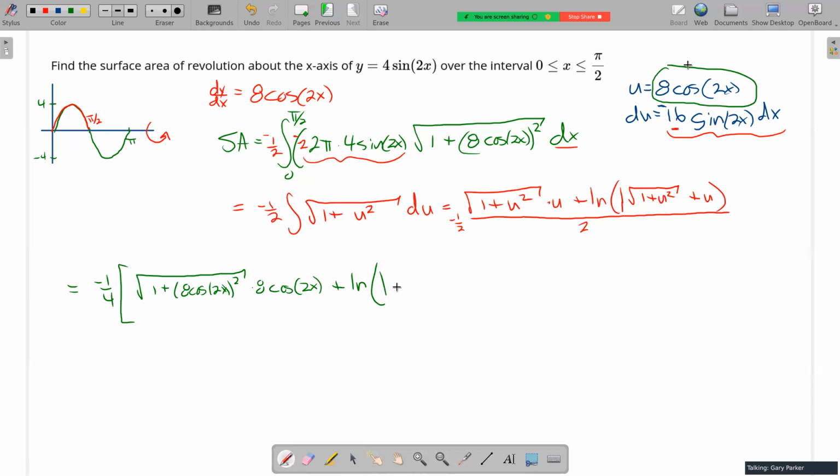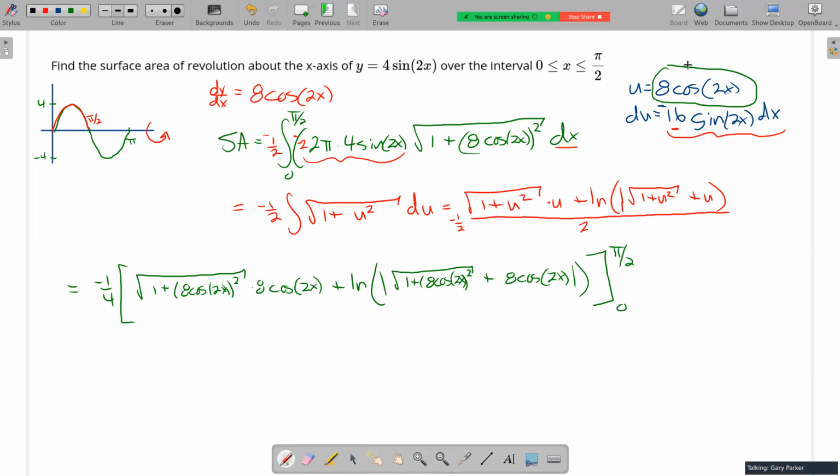So then inside the absolute value, we have the square root of 1 plus parentheses 8 cosine of 2x squared, plus 8 cosine of 2x in the absolute value in there. And then we're going to evaluate that from 0 to pi over 2. And then it is calculator time.